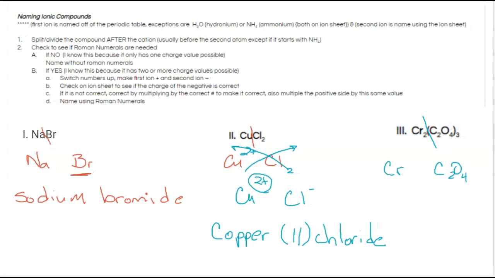So what I'm going to do is come back here to my formula, and I'm going to uncrisscross. I need to switch those numbers up, so I'm going to bring this 3 up. So I'm going to write Cr with a 3, and I'm going to bring the 2 up to the top of this other ion. Its name is oxalate. So now I've brought my charges up. Step B says to check my sheet to see if the charge on the negative ion is correct.